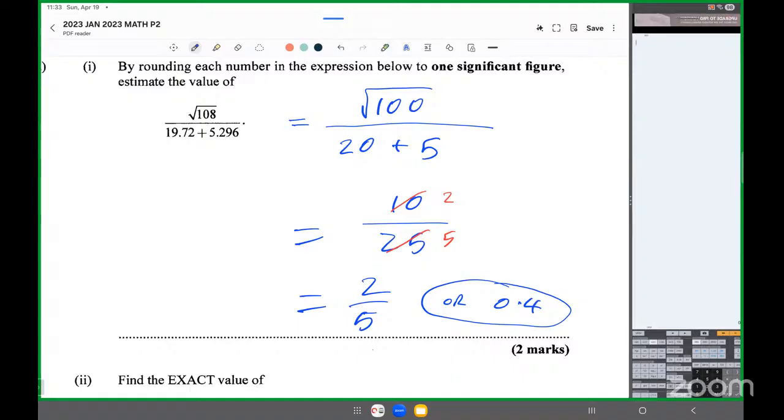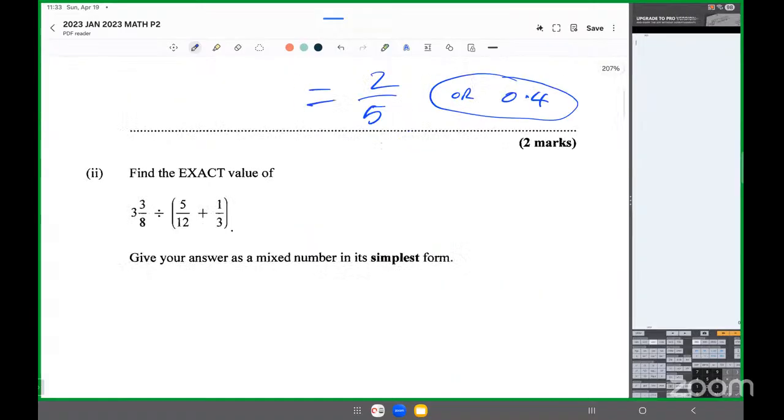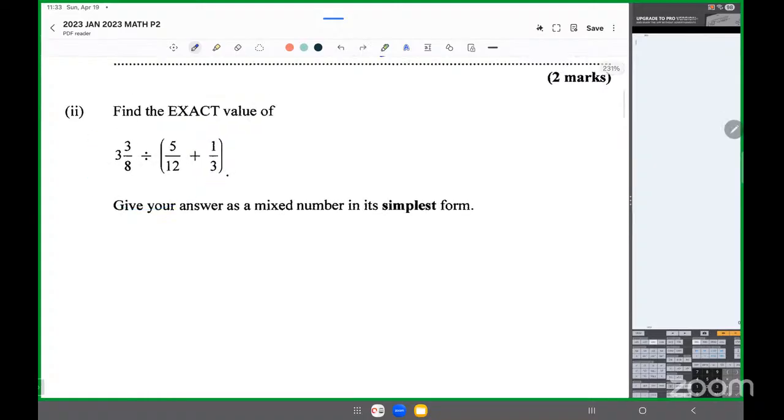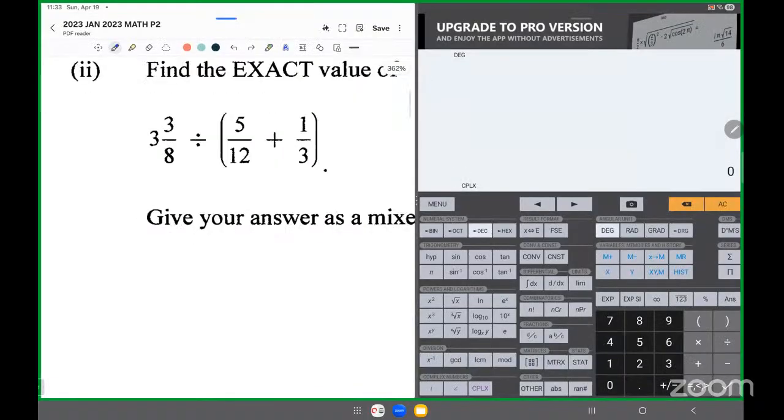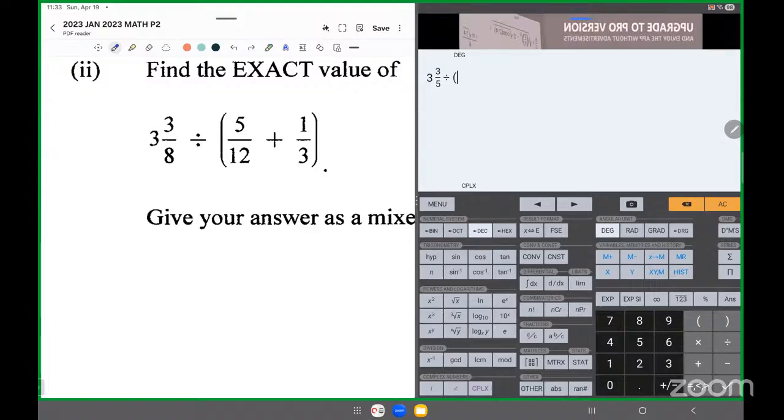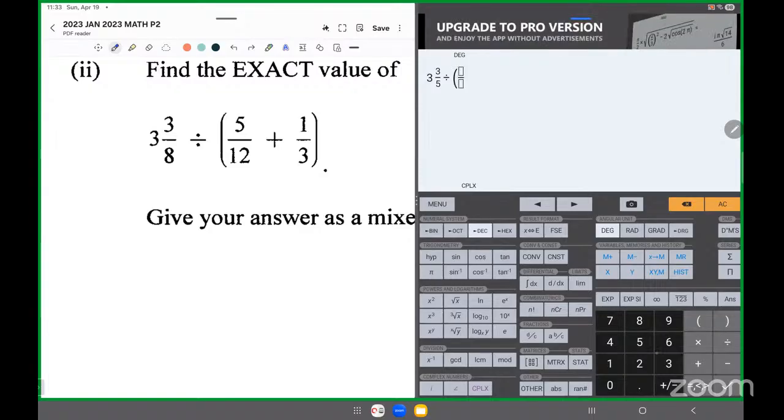Our next one says, find the exact value of this. Okay, use the calculator. I must give the answer in simplest form. So I'm going to type this in the calculator exactly as it appears there. So it's going to be a mixed number to start, which is 3 and 3/5, divided by bracket, upper fraction 5 over 12, and you're adding another fraction 1/3.